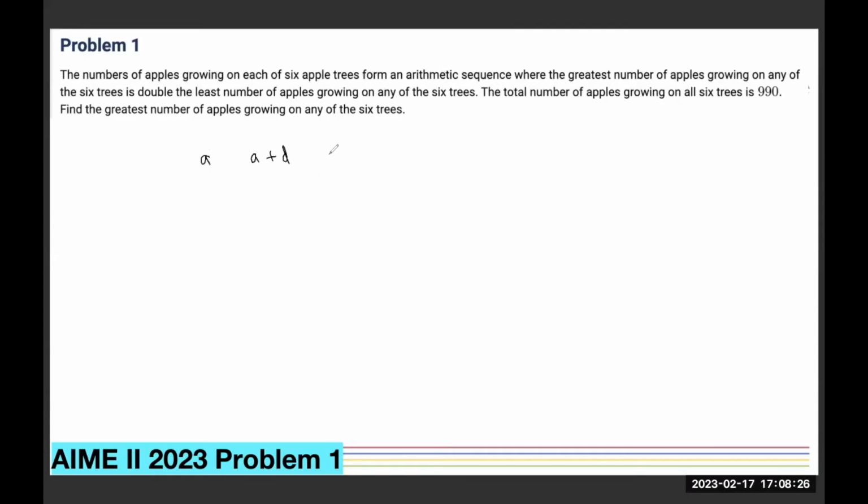The second tree has A plus D apples. The next tree, A plus 2D. And the next tree, A plus 3D. The fifth tree, A plus 4D. And finally, the last and sixth tree, A plus 5D. Okay, so we have these 6 trees, right? So it's saying that the greatest number of apples is double the least number of apples. So A plus 5D is equal to 2 times A, right?